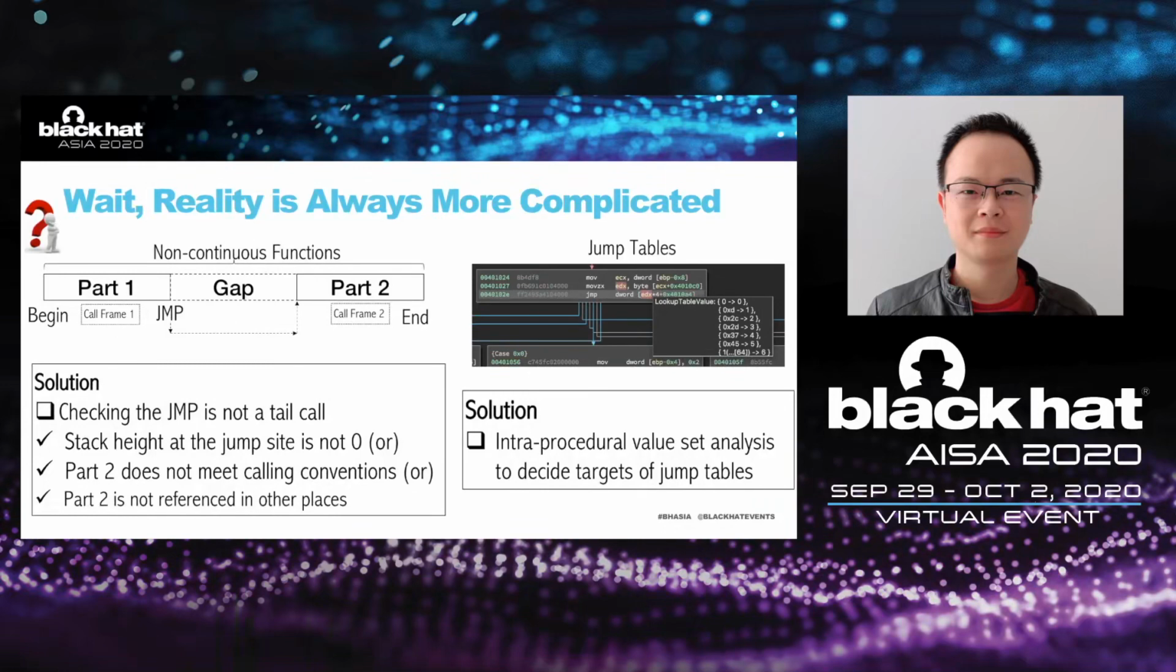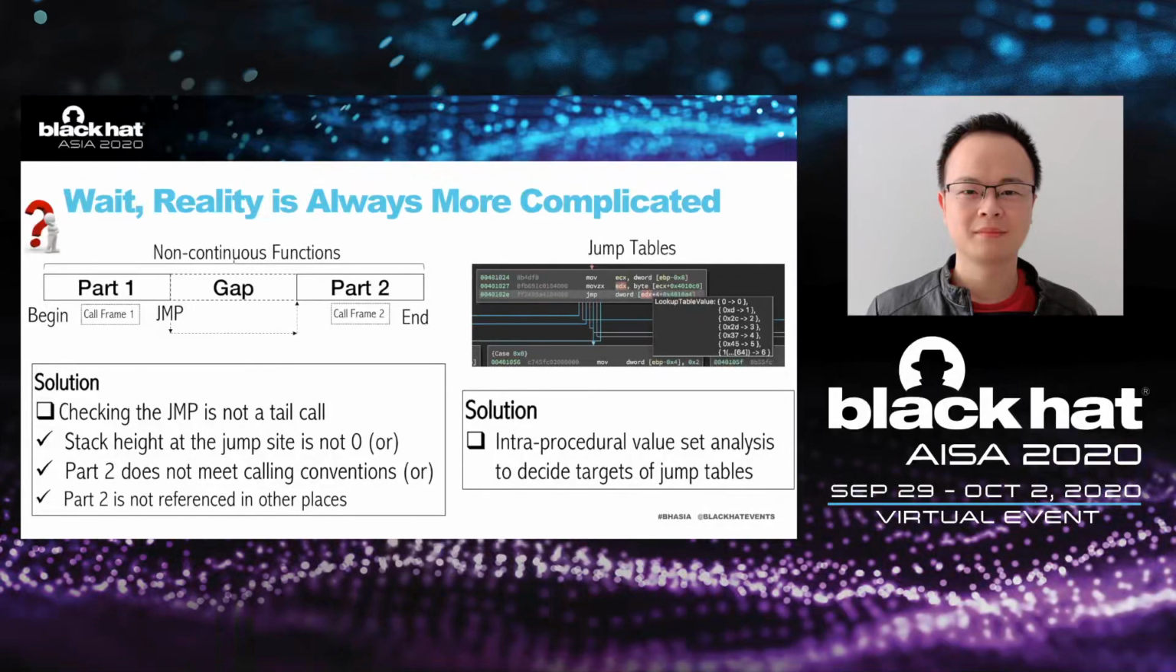Regarding how to determine a jump is not a tail call, we follow a set of novel but principled rules. For instance, if we see the target of the jump does not satisfy calling conventions, we can be sure that the target is not a new function and the jump is not a tail call.